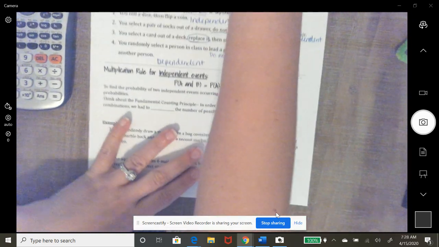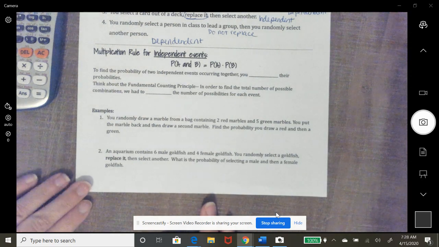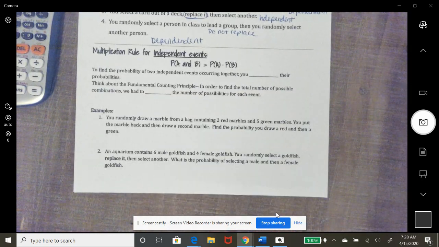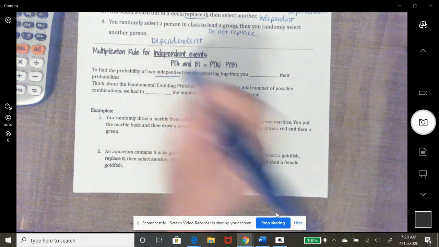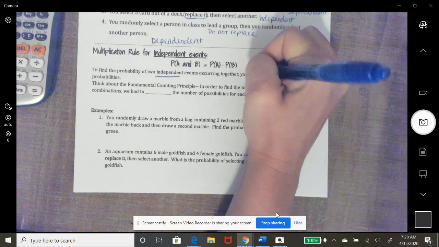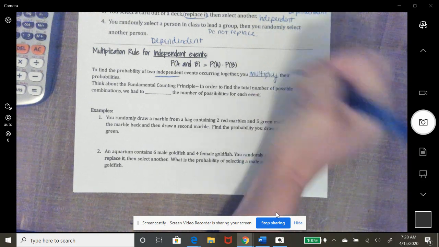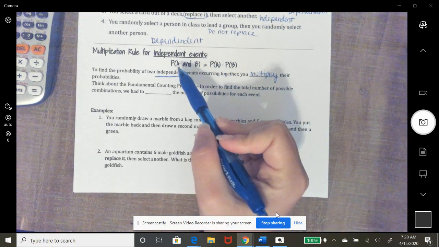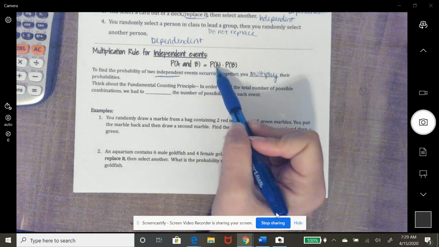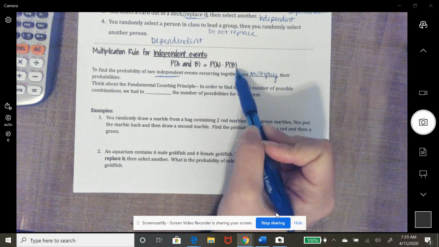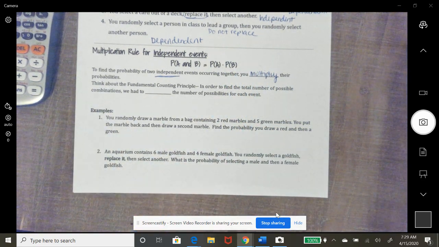All right, and then the other thing we're going to look at today quickly is our shortcut for independent events. Instead of drawing tree diagrams, we can actually just multiply our probabilities together, and it'll tell you the probability of the two events occurring together. To find the probability of two independent events occurring together, you multiply their probabilities. If you want to draw a red and draw a blue, you would multiply the probability of drawing a red times the probability of drawing a blue. So you just figure them out separately and then you multiply them together.